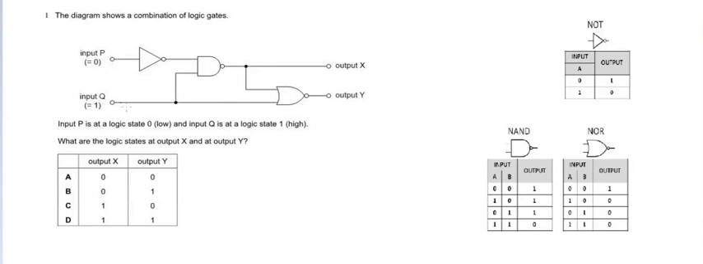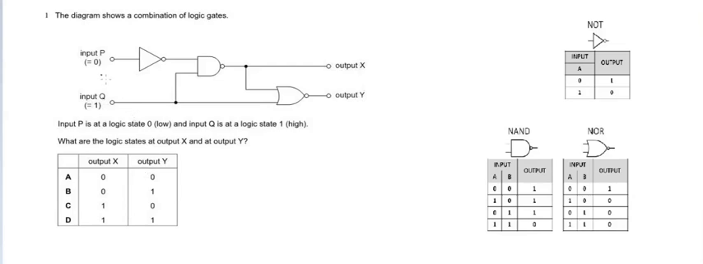Here P and Q are the inputs, and X and Y are the outputs. At input P it is 0. In logic gates, the inputs are either 0 or 1. So here 0 is the input for P, 1 is the input for Q. Inputs are given, and we need to find out what the outputs X and Y are.